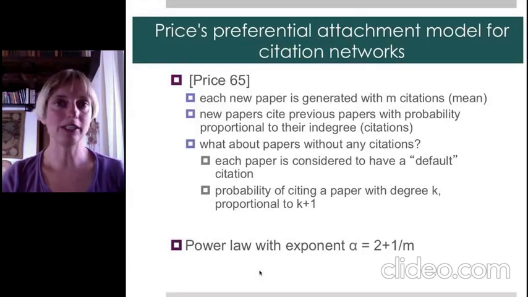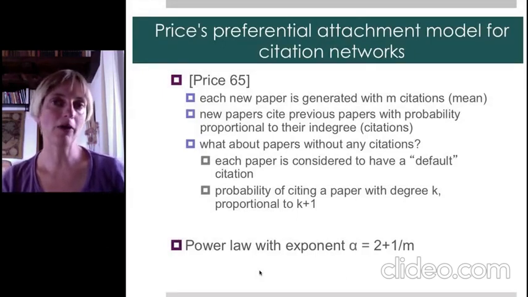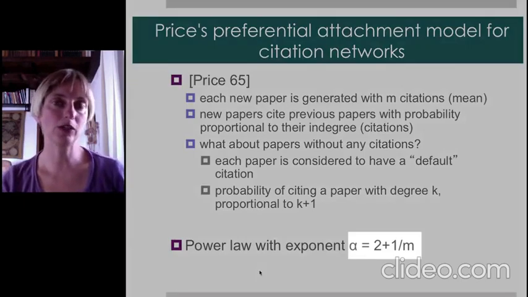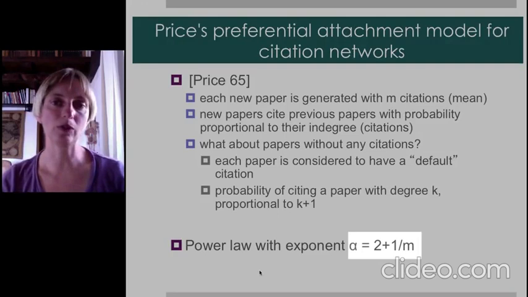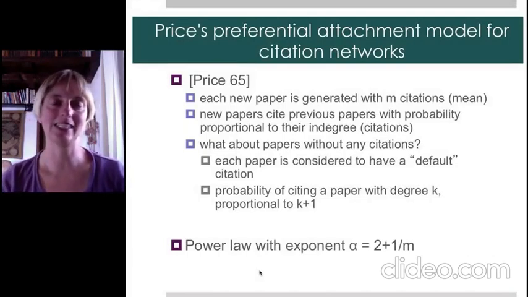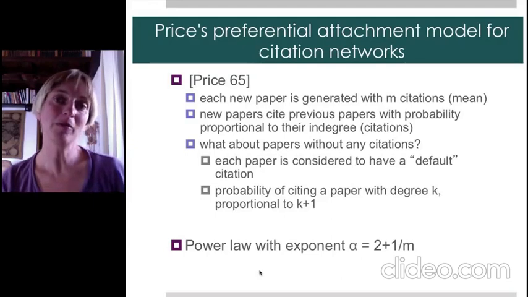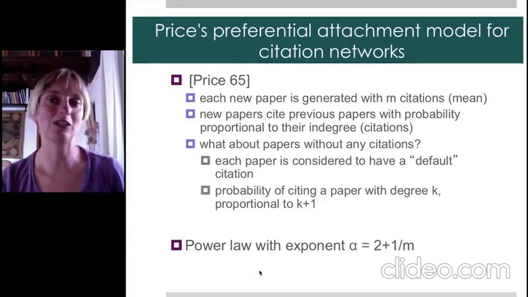The process generates a very nice degree distribution, which has a power law exponent with alpha equal to 2 plus 1 over m. A lot of the real-world citation networks do have power law exponents slightly above 2. So it's just a very nice match and a very nice description of reality where a few papers get lots and lots of citations, thousands, tens of thousands. But most papers are relatively neglected. They get no citations at all or just a couple.